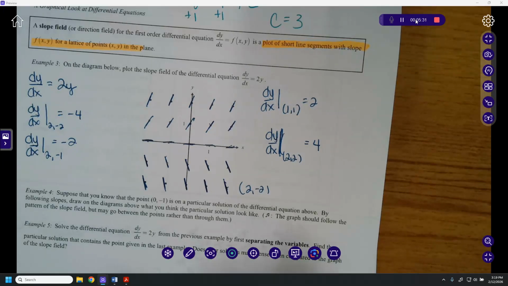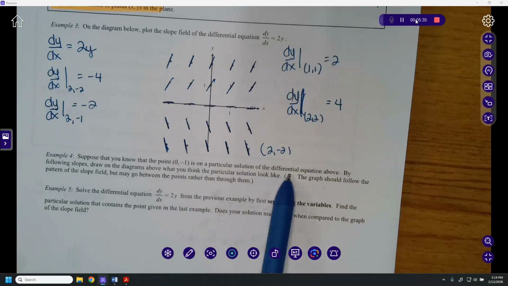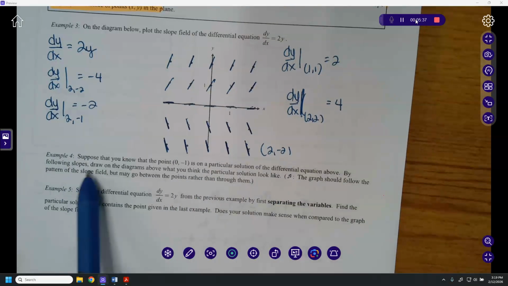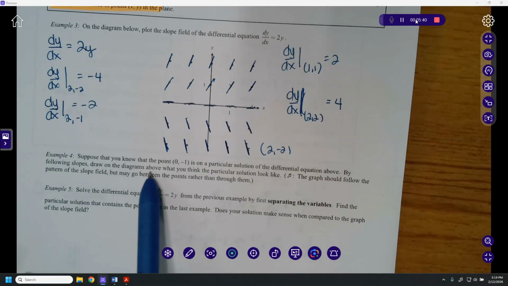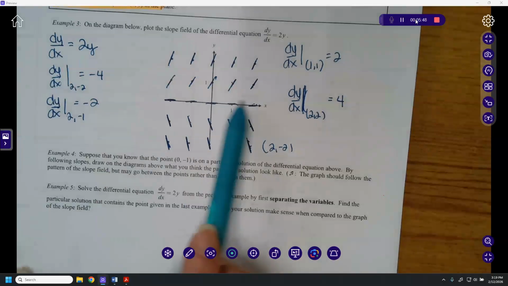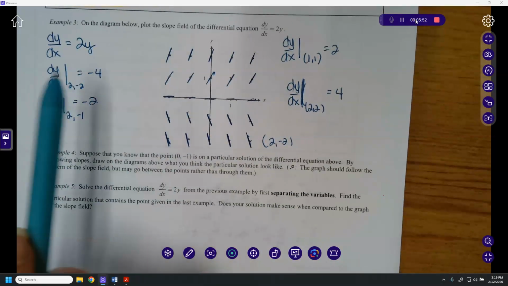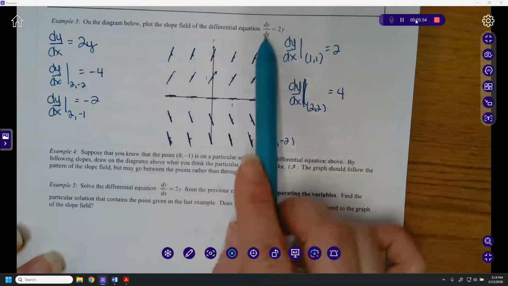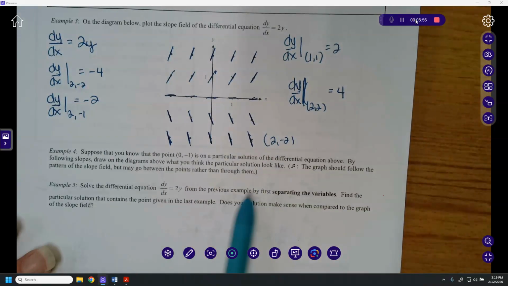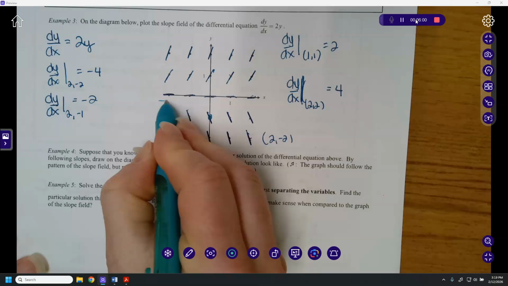Okay. Suppose that you know that the point (0, -1) is on the particular solution. By following the slopes, draw on the diagram above what you think the particular solution looks like. Now, this gets tricky when you only have this many points. But to me, this is a horizontal line, and these things are going up like this and down like this. I wonder if it goes through (0, -1), and it's got to be horizontal.